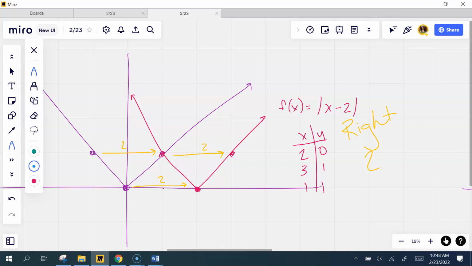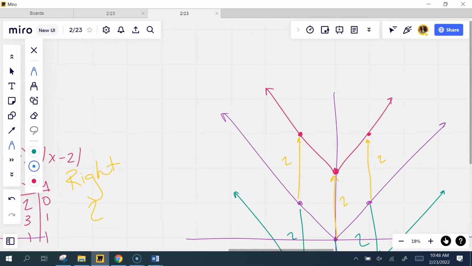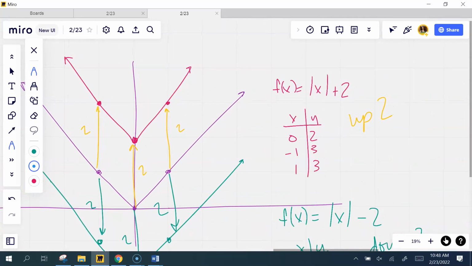Was anybody not here yesterday and didn't get a red sheet? All right. Did you get all those? Okay.